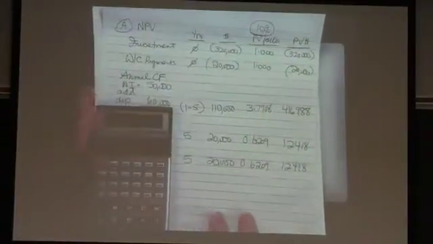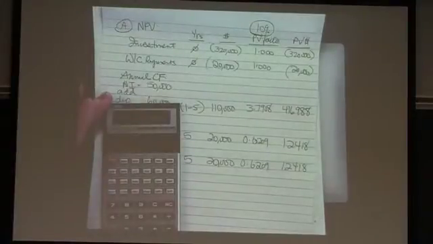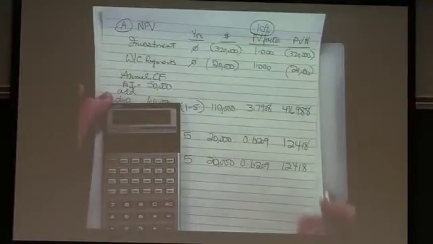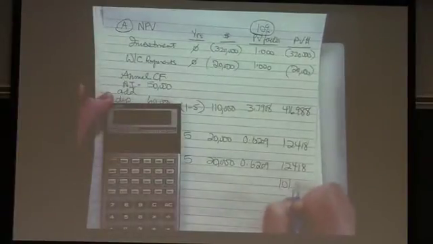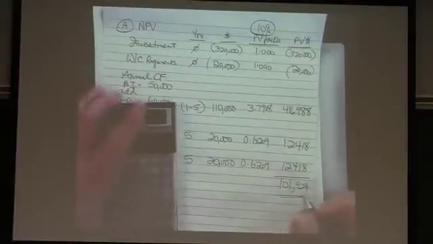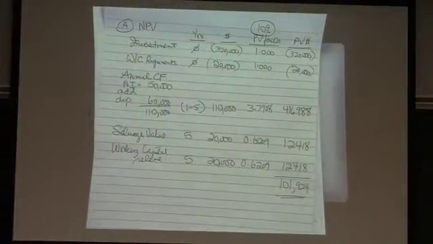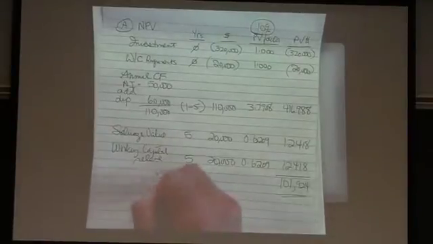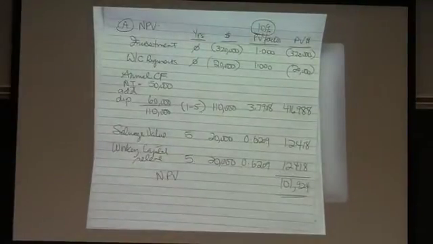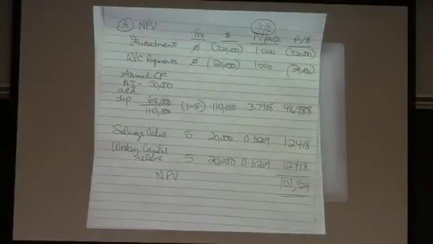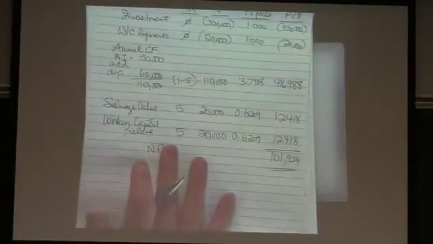So let me add all of these. So I got 12,418 twice, plus 416,988 minus 340. I get 101,924, and that is positive. And positive means that we will move forward with the investment using NPV. So we know that at least it's generating at least 10% of the investment.